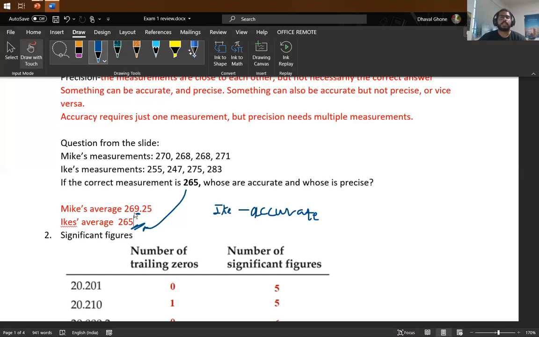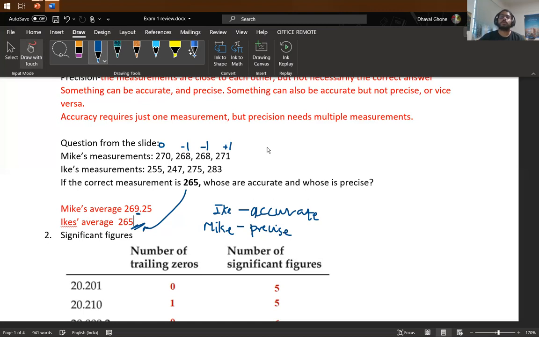But you see that all his measurements are very equally spaced out from his average. So 270, it's almost the same number as this one. 268 is one off from his average, not the right answer, from his own average. 268 again is one off. 271 is one greater than his average. So his numbers were very close to his average. So his answers are very clumped up. So I'm going to say that Mike, on the other hand, even though he was not accurate, he was precise.